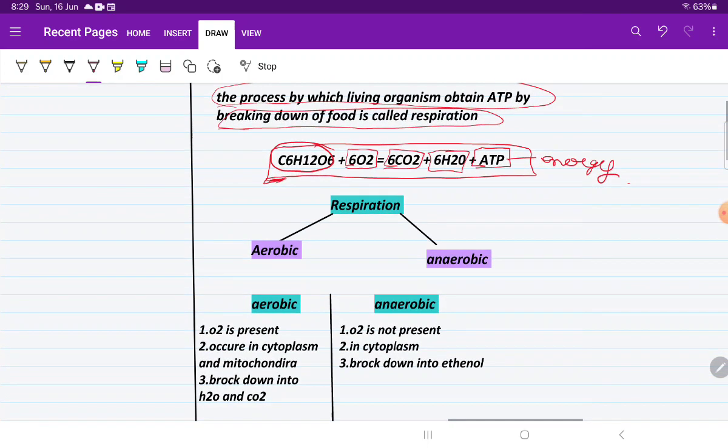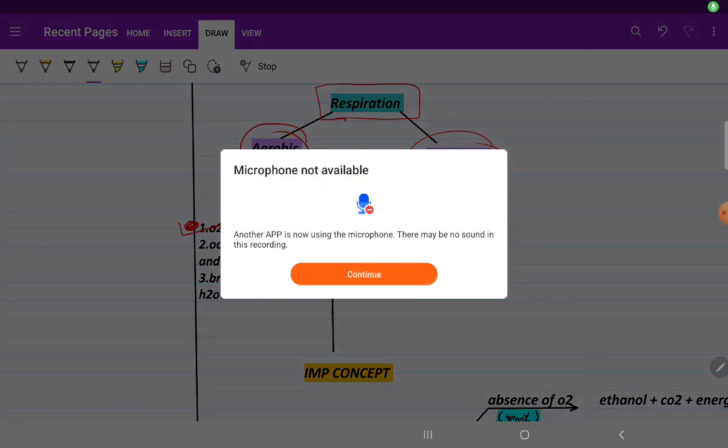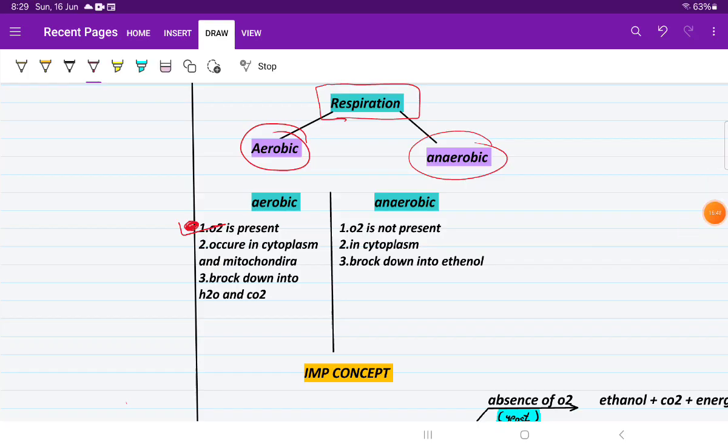Now let's see the division of respiration. Respiration divides into two parts: aerobic respiration and anaerobic respiration. Aerobic respiration, O2 is present in it. Okay, CO2. Student, ignore that, there is such a disturbance. In anaerobic, O2 is not present in it, that means CO2 is present in it.